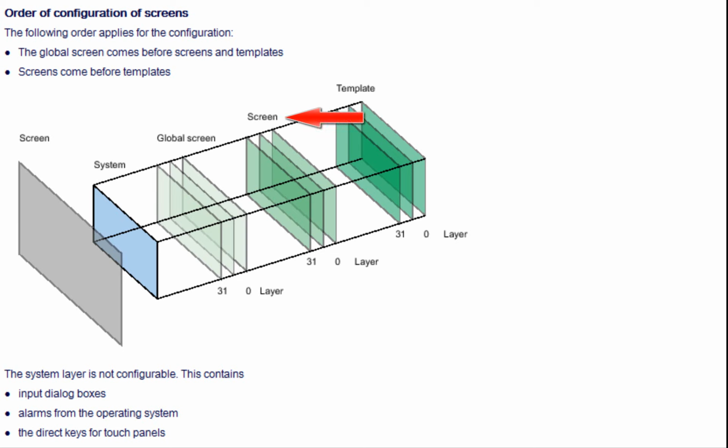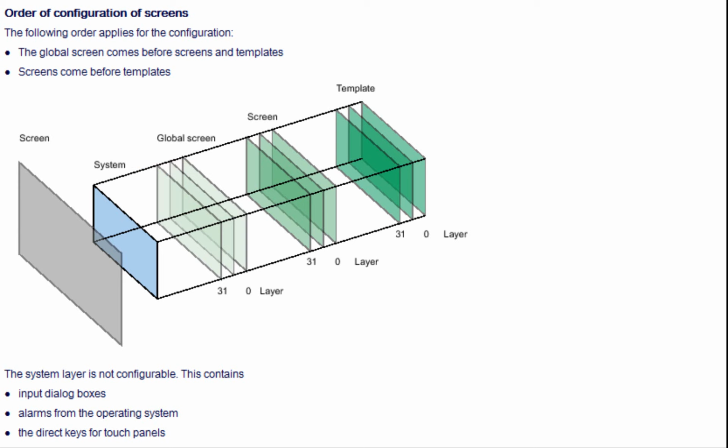We have the screen for the HMI application. We have the global screen, for instance, for buttons you see on every screen. The most important screen is the system screen. This manages alarms from the system, our robot cell, and from the operating system. The global screen comes before screens and templates. Screens come before templates. With this technology, the HMI system is very powerful.